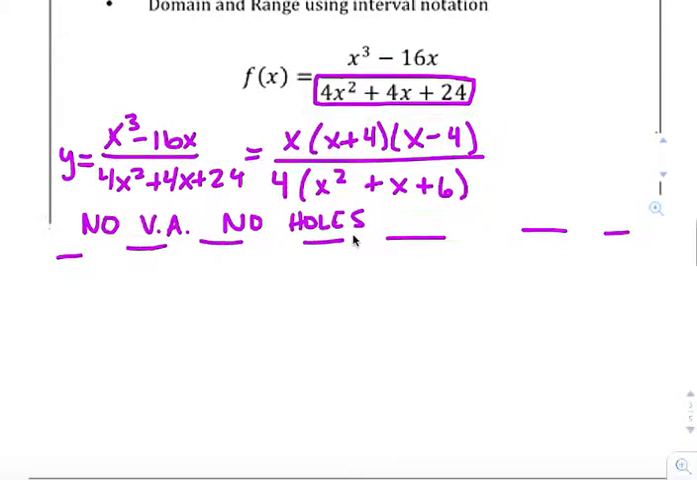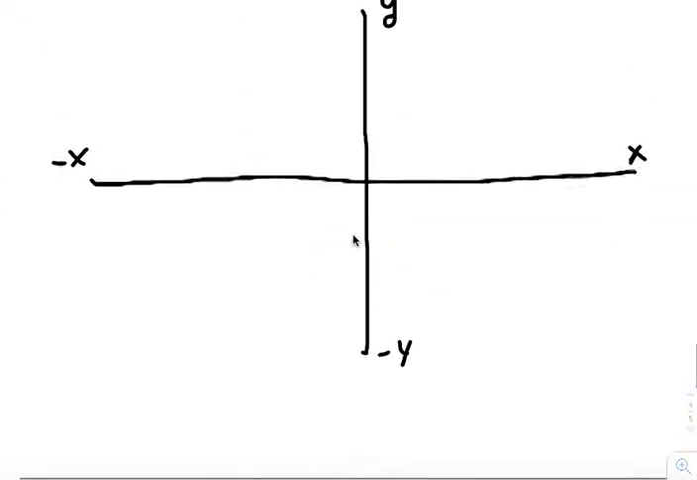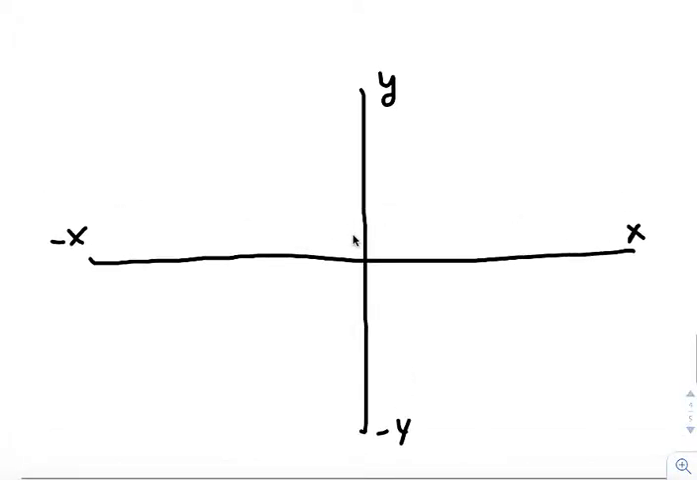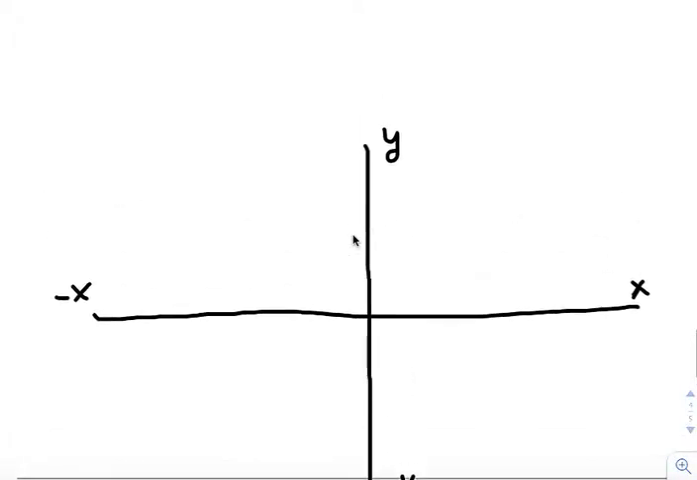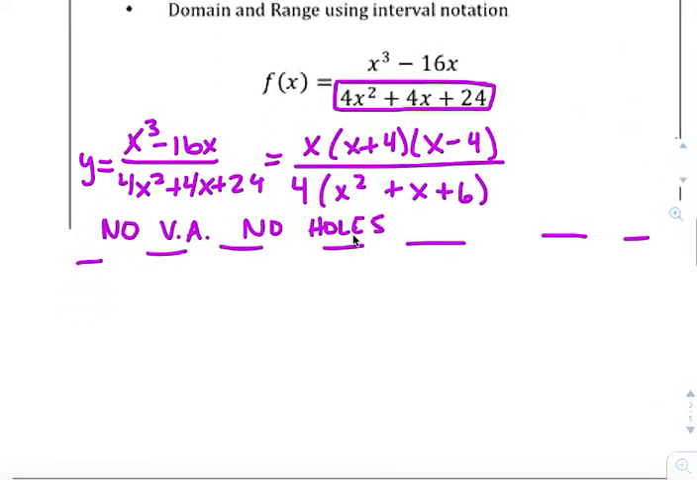So our graph at this point is still this graph. There are no additional barriers that we need to put in. There are no x values that we can't use, which also tells us that our domain is negative infinity to infinity. Weird for this type of problem, but not impossible.